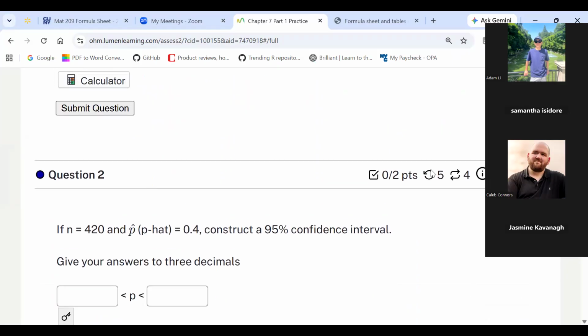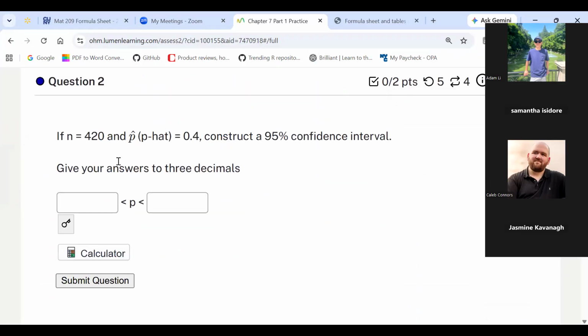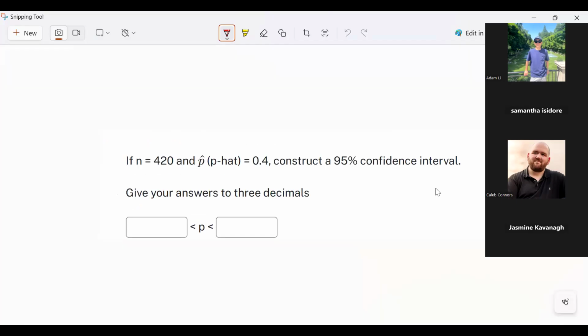Now let's look at this one. Question 2. Given the sample size and p hat, construct a 95% confidence interval. Use 3 decimal places for the answer. Give it a couple minutes, I'll go over the solution in a bit.